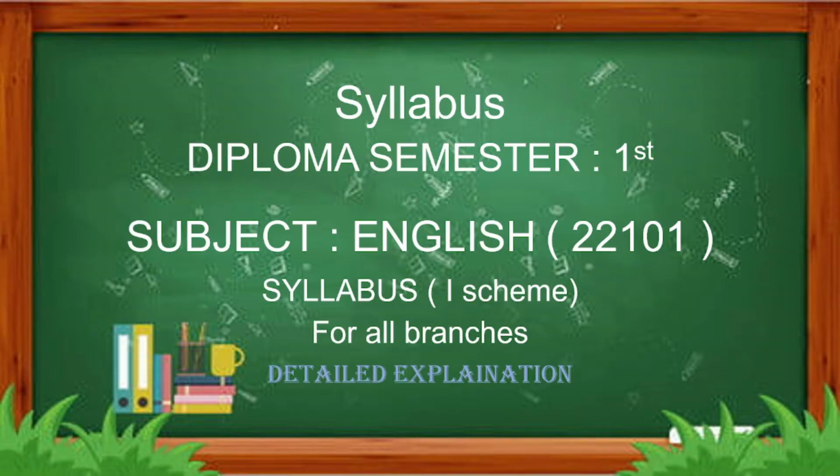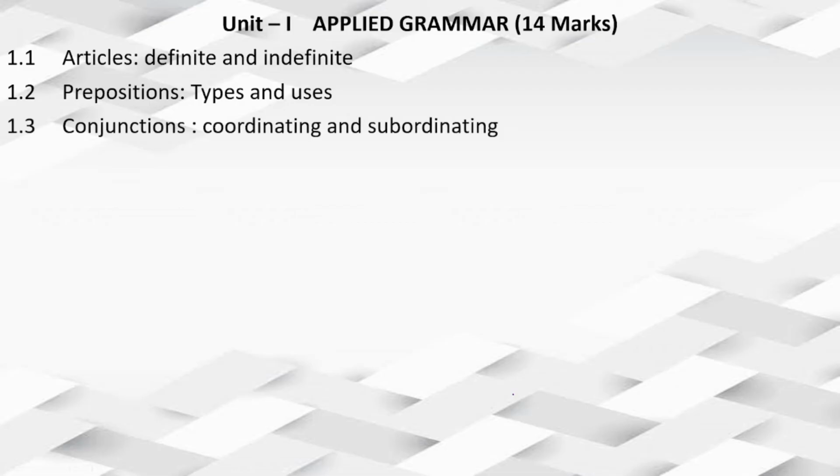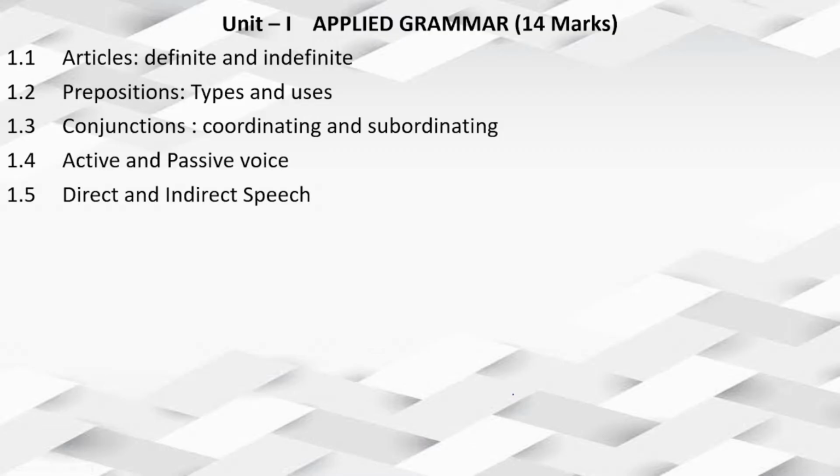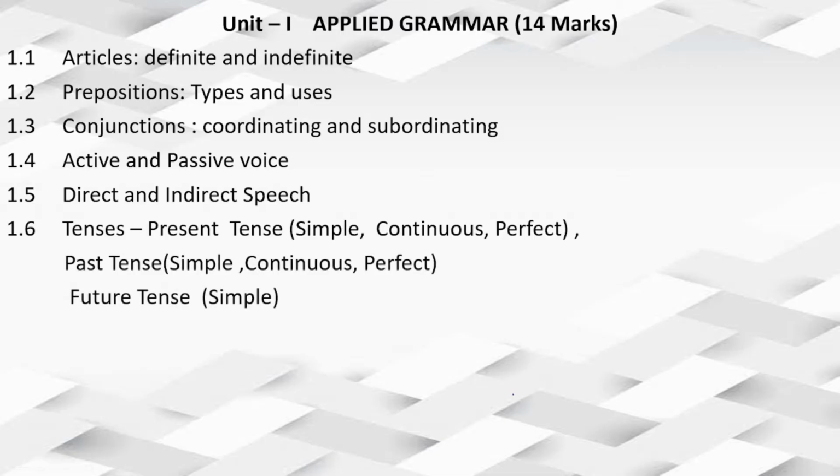So let us start. First unit, applied grammar, that is for 14 marks. First point, articles, definite and indefinite articles. Second point, prepositions, types and their uses. Third point, conjunctions, coordinating and subordinating conjunctions. Fourth point, active and passive voice. Next, direct and indirect speech. Last, tenses: present tense, past tense, future tense.